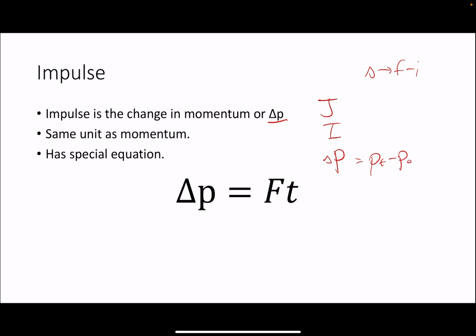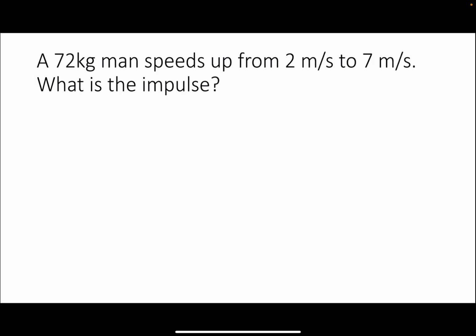And it has a special equation. Turns out that this delta P, this P final minus P initial, this definition, is equal to force times time as well. And we can use that to solve some problems. Let's first work with an example strictly off the definition. Delta P is defined as P final minus P initial.